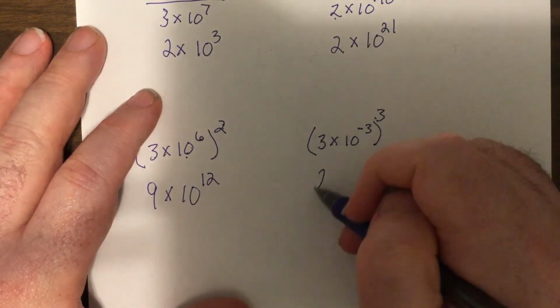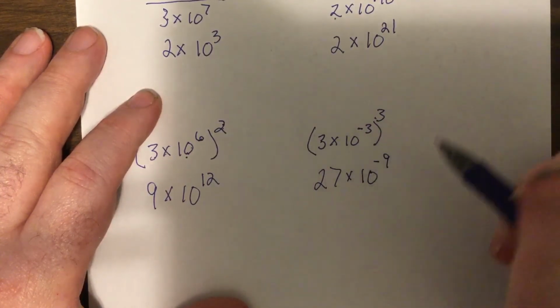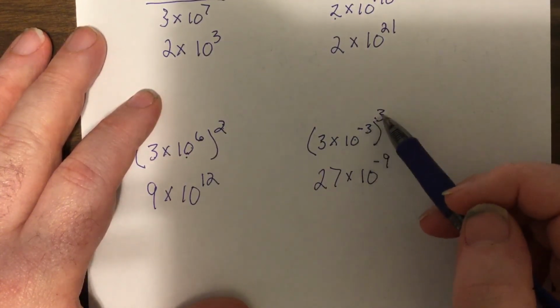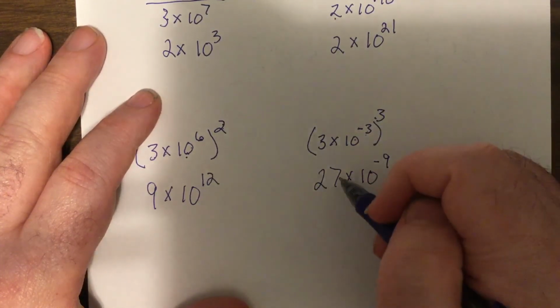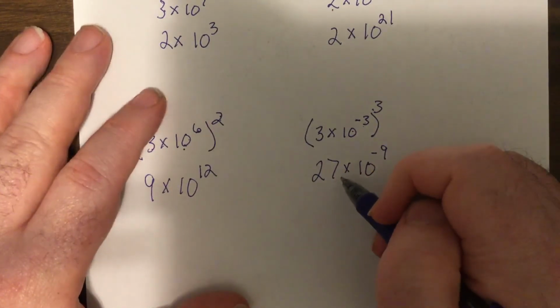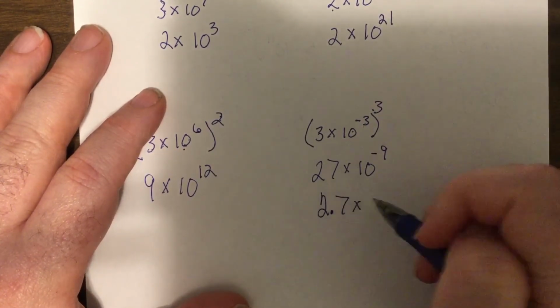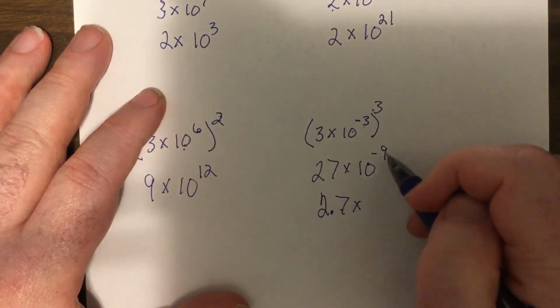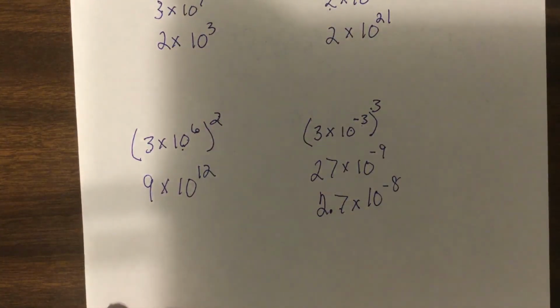3 cubed is 27 times 10 to the negative 9. Because when you have a base to a power raised to another power, you multiply. Oh, but this is bigger than 10, so I have to divide it by a 10. But if I divide this by 10, I have to bring this up 1 to balance it out.